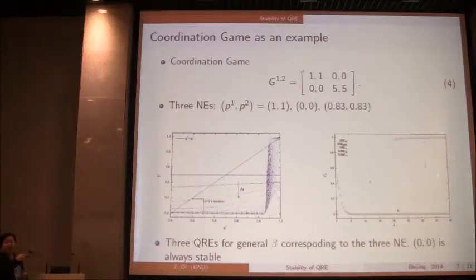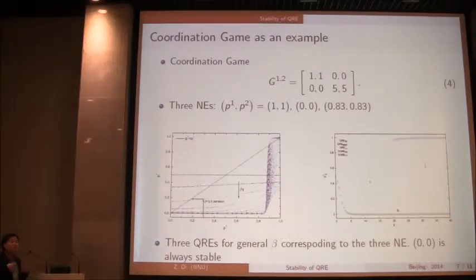But we are saying, if we apply the idea of dynamically stable or unstable QRE, we can tell the difference between the 3. We find that for this example, the one corresponding to 1, 1 is actually stable for this region of beta, and the one corresponding to 0, 0 is always stable for all values of beta. But the mixed strategy is never stable. It's not stable at all.